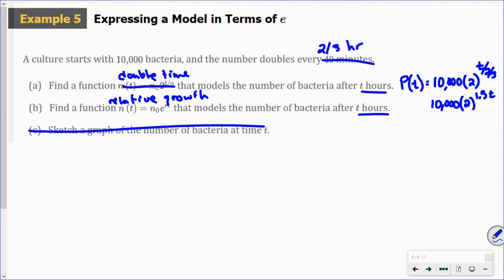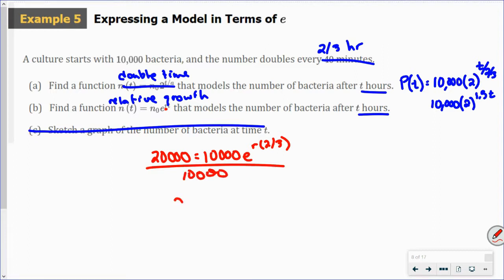Now, when we go to relative growth, I actually don't have my rate, but I can find the rate. I need this rate right here. I know that it doubles every 40 minutes, so in 40 minutes, it's going to have 20,000. It still starts with 10,000, so 20,000 equals 10,000 e to the r times t, which was 2/3. We're going to solve this for r. If I divide by 10,000, that's 2 equals e to the r times 2/3.